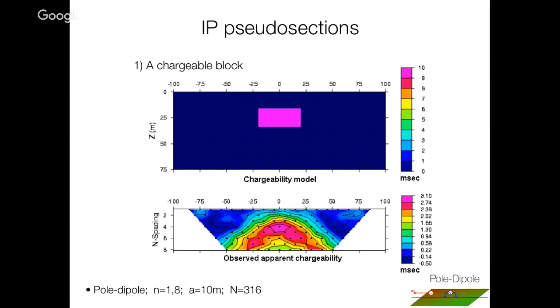DC and IP data are taken at the same time. Same instruments. We're just measuring at a slightly different time. So we can plot them up in the same way. There's no reason we can't plot them as data and pseudosections. Here's a chargeable block. Now the conductivity is completely uniform. The only thing that's changing is the chargeability. And the pseudosection from that, the observed apparent chargeability, looks like this.